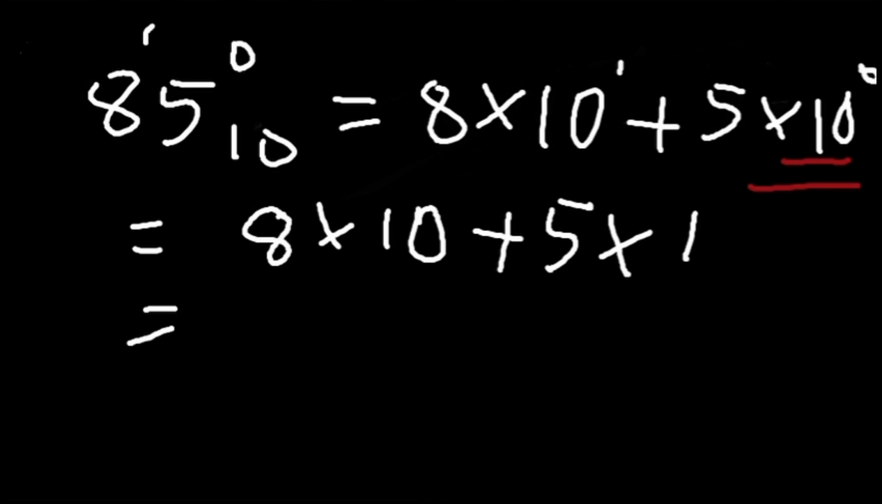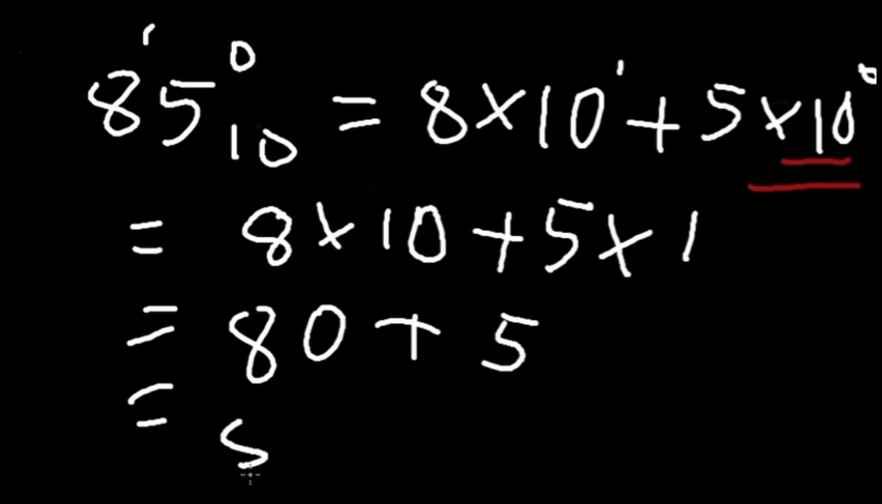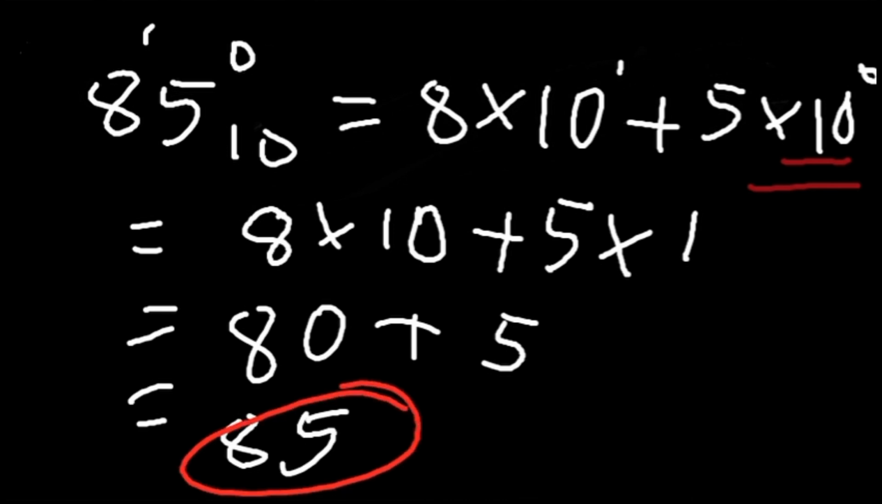Proceed to the next. 8 times 10 is equal to 80. 5 times 1 is equal to 5. 80 plus 5 is 85. So, same answer po siya sa taas. This is called the expanded notation of an integer.